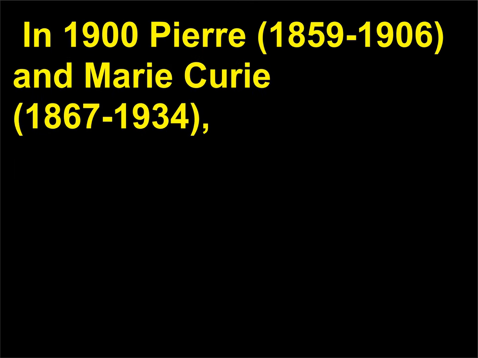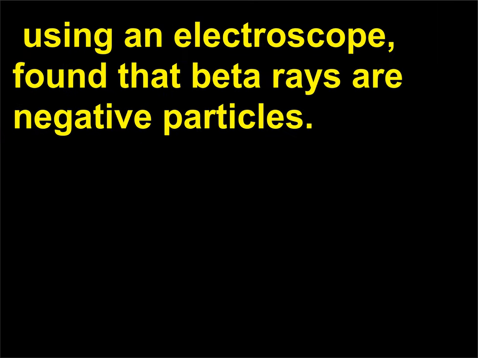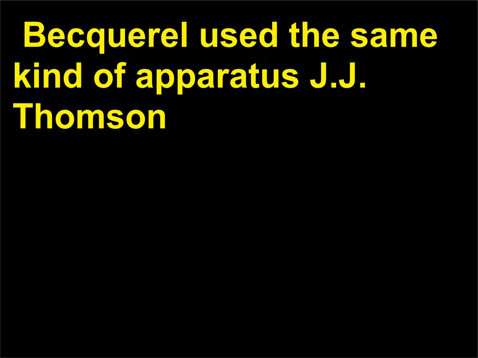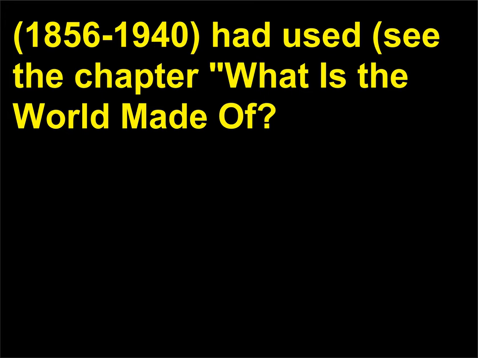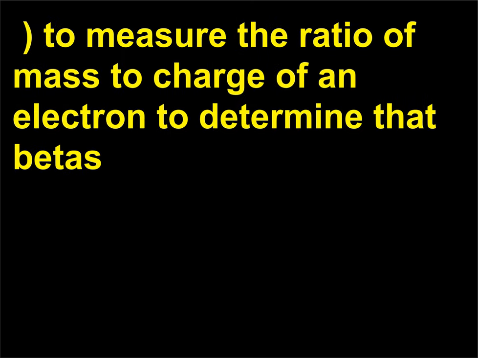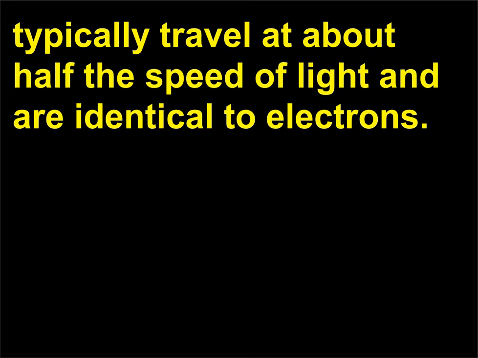In 1900 Pierre, 1859-1906, and Marie Curie, 1867-1934, using an electroscope, found that beta rays are negative particles. Becquerel used the same kind of apparatus J.J. Thomson, 1856-1940, had used, see the chapter What is the World Made Of?, to measure the ratio of mass to charge of an electron to determine that betas typically travel at about half the speed of light and are identical to electrons.